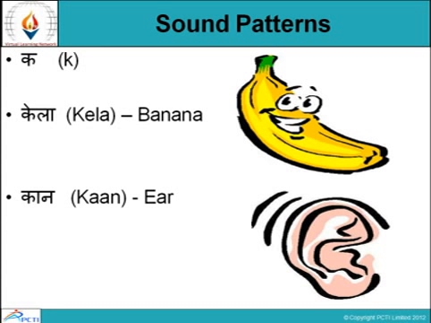Next word, kaan. With this sound pattern, ka, it's kaan. Kaan is what? Ear. It's a body part that helps us to listen, to hear, to get all the things from the surroundings, to understand the things from the surroundings. It's called ear. In Hindi we call it kaan.